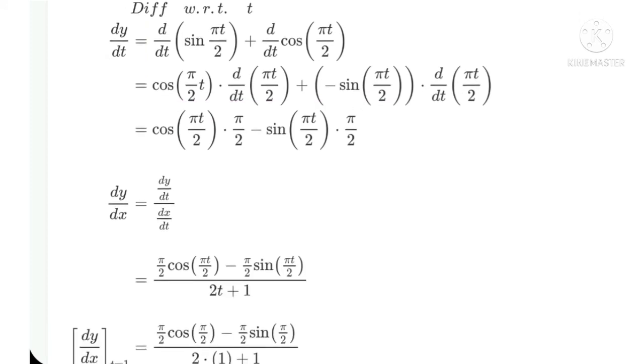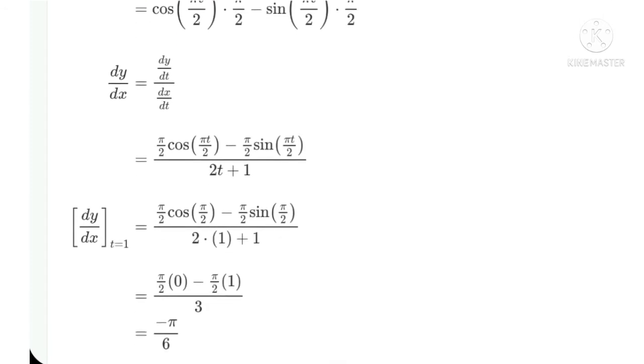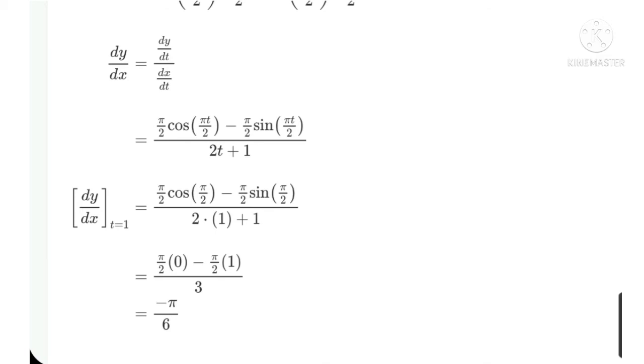Next you find dy by dx. Dy by dx is equal to dy by dt upon dx by dt. Substitute both the values. Okay. Now we have to find dy by dx at t is equal to 1. So whenever t is there, you put the value 1. Pi by 2 cos pi t, t means 1, means pi by 2, minus pi by 2 as it is, sin pi into 1 upon 2 means sin pi by 2, upon 2 into 1 plus 1.